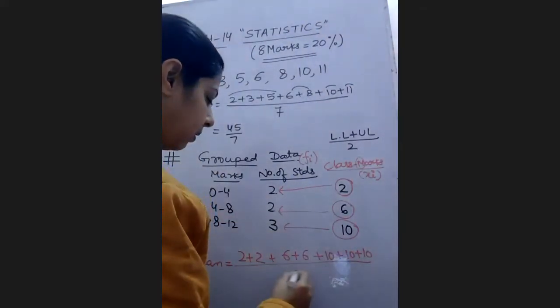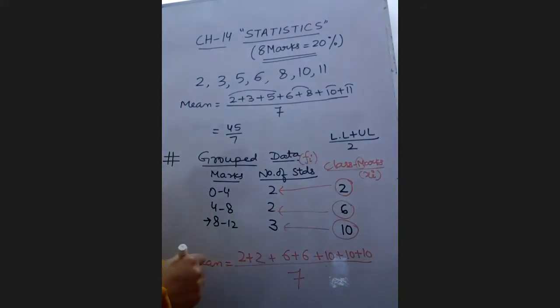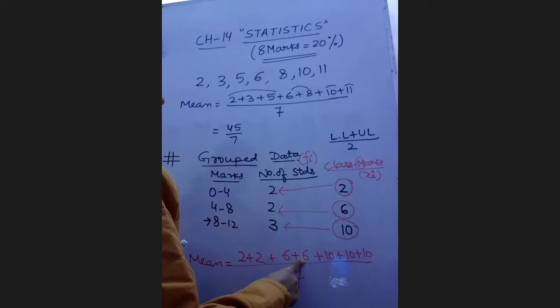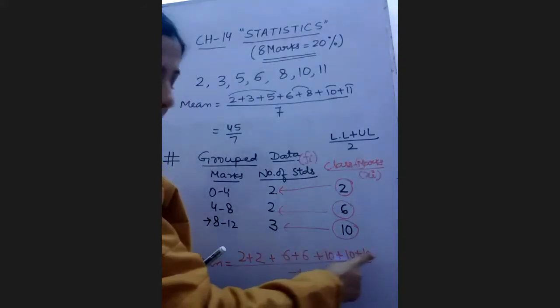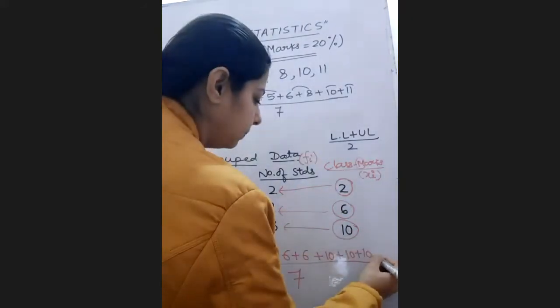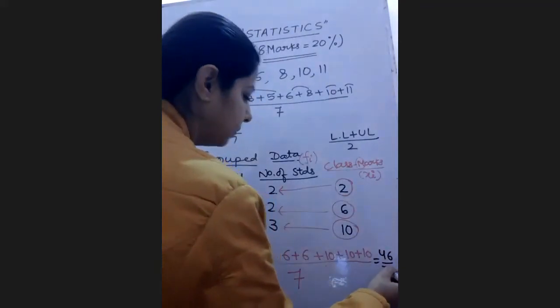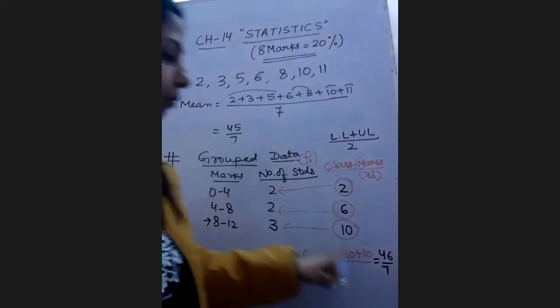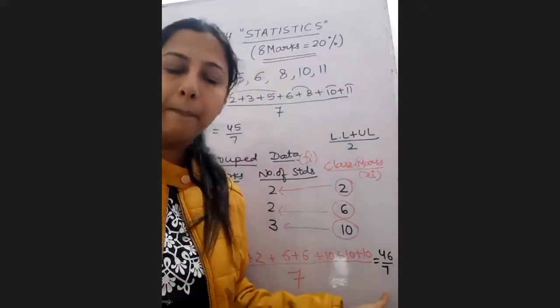And divide by what? Total number of students. Now what is the score here? 2 plus 2, 4. 4 plus 6, 10. 10 plus 6, 16. 16 plus 30, 46. What was the original mean? 45 upon 7. And what is the next mean in group data?